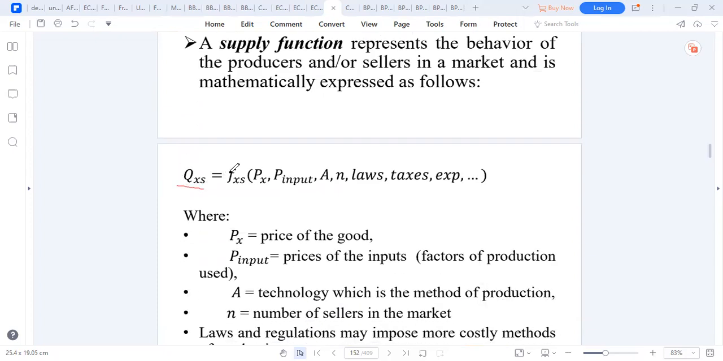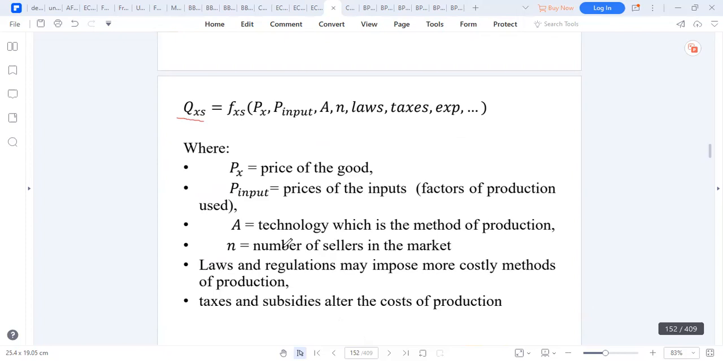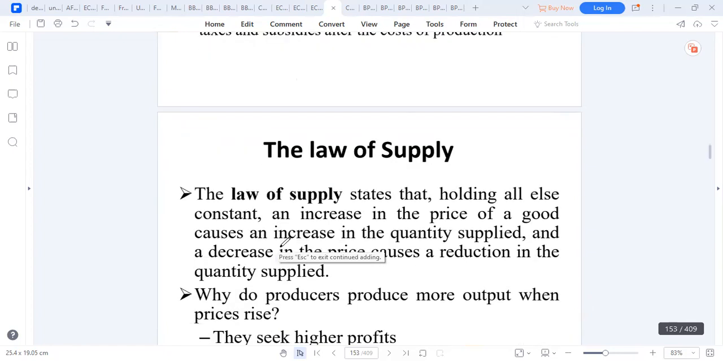Qx as a function of the factors that affect supply, which are the price of that good, the price of inputs, which are the factors that are used, technology, and the number of sellers in the market. Laws and regulations may also impose on the factors that affect supply. Taxes and subsidies also affect supply.